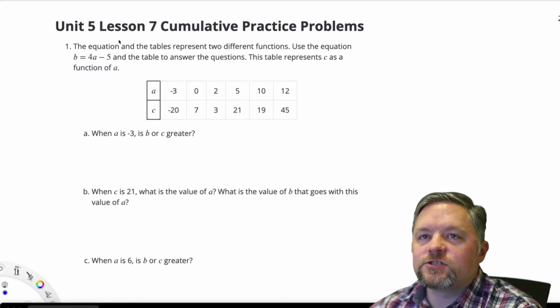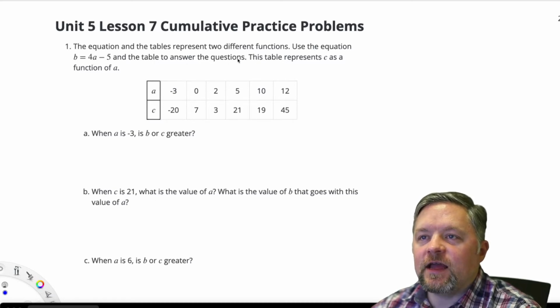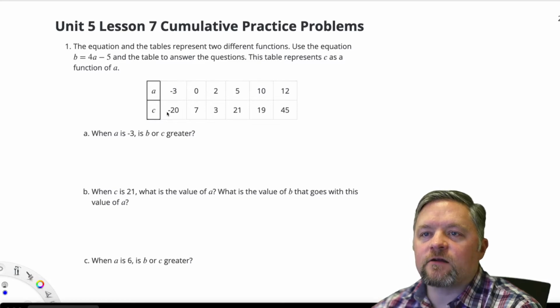Today we're doing Illustrative Math, Grade 8, Unit 5, Lesson 7, Practice Problems. Our first question says, the equation and tables represent two different functions. Use the equation b equals 4a minus 5 and the table to answer the questions. The table represents c as a function of a. When a equals negative 3, is b or c greater?